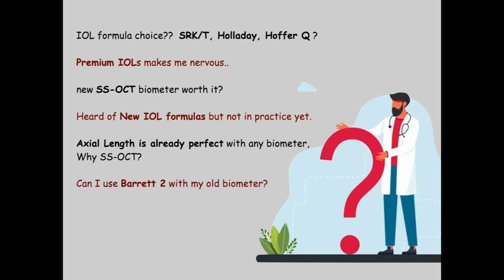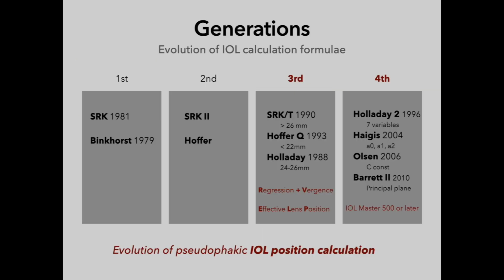Barrett too is gaining popularity. Other newer formulas are emerging too. 40 years ago, Binkhorst or several versions of vergence formulas were introduced and were used for ICCE, and SRK was popular for ECCE. SRK was a data-driven regression formula.